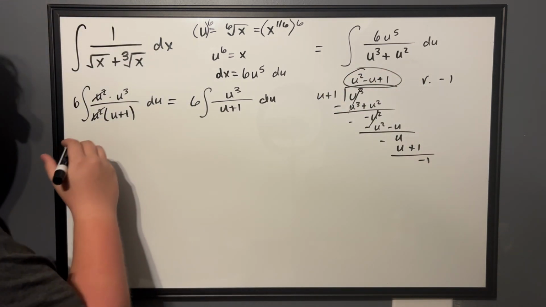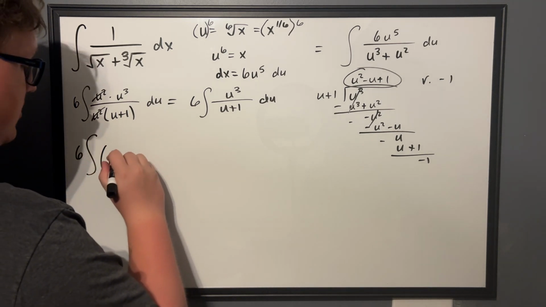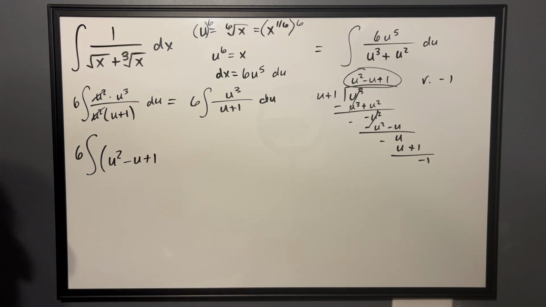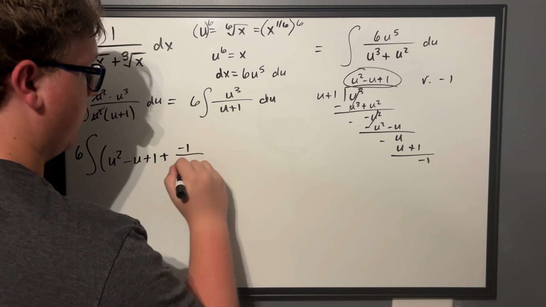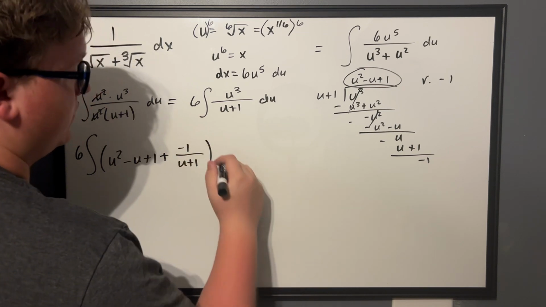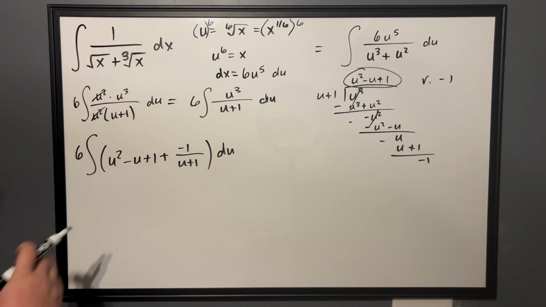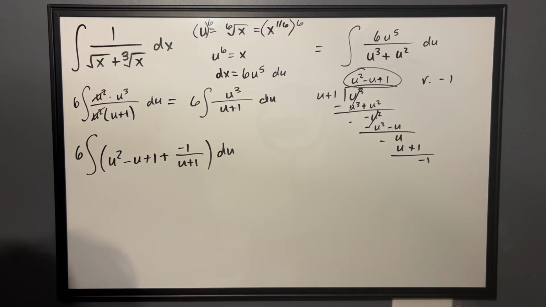So when we want to write that in the integral, here's how we'll do it. So I have 6 times the integral of u squared minus u plus 1, and the remainder is a negative 1. So what that is just going to be a plus negative 1 over u plus 1. Just remember that's what we divided by. Now you can see that this is very nice because everything here is pretty simple to integrate. Even this one, it may not look simple, but that's just a natural log argument.